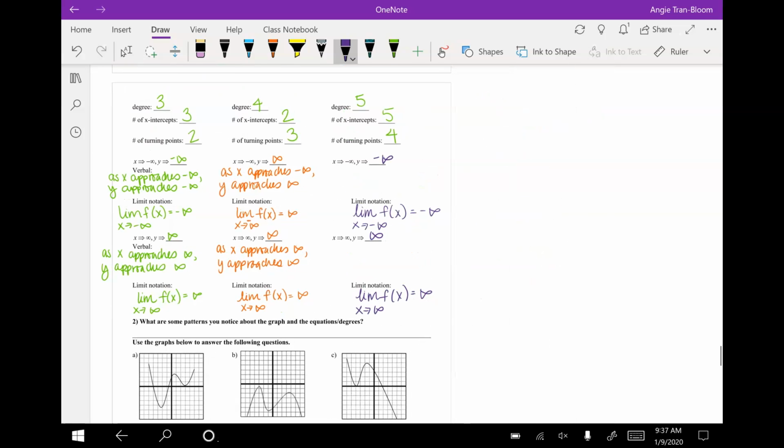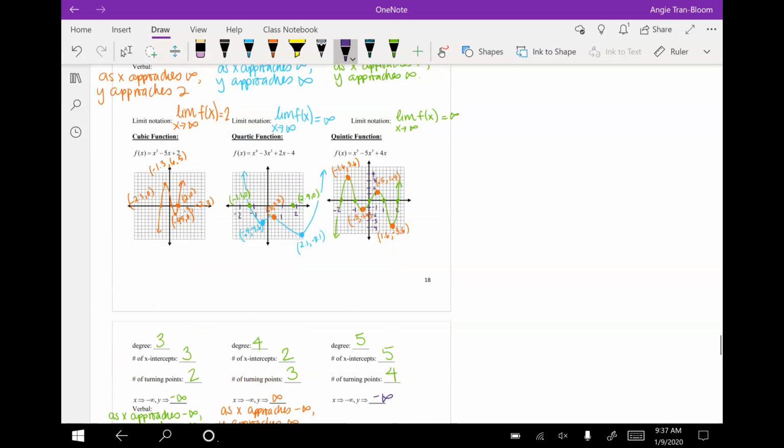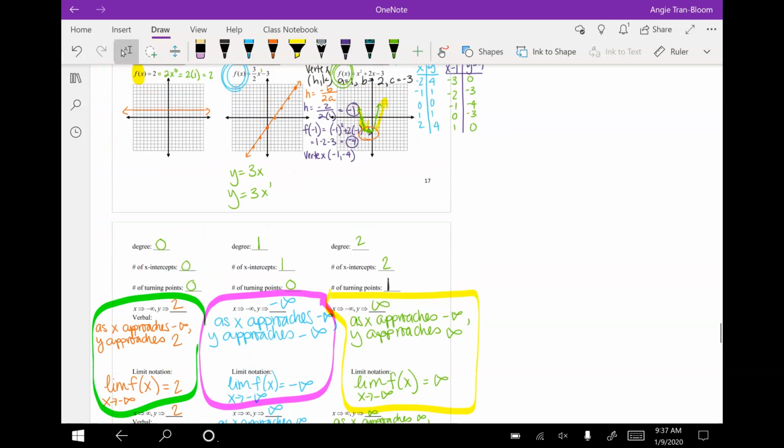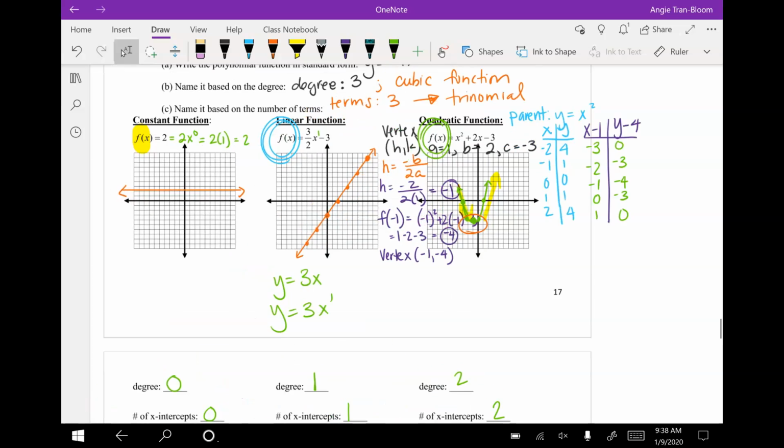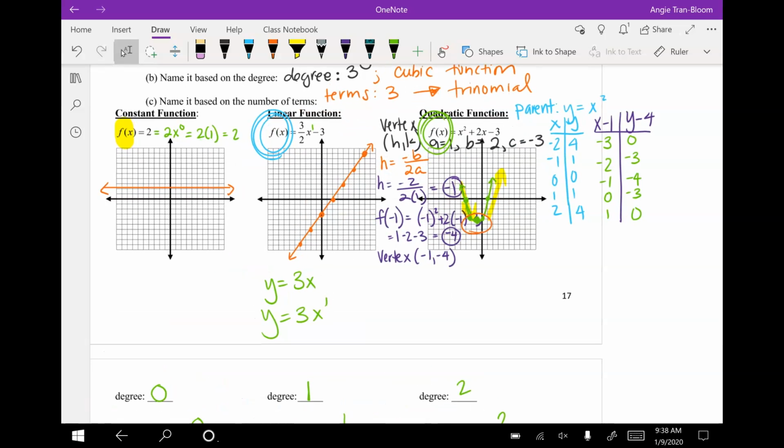Now, I'm going to ask you, what are some patterns you notice about the graph and the equation or the degree themselves. So let's go up. Okay. Let's start with constant. Constant has a degree of what, class? 0. Okay. Are there any turning points on that?